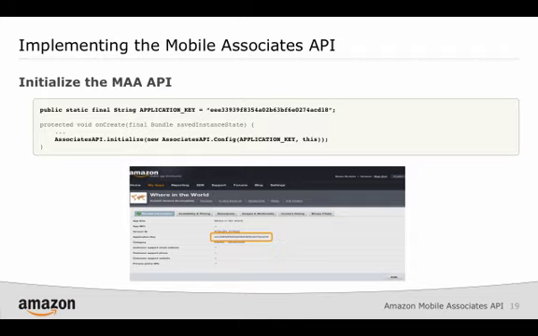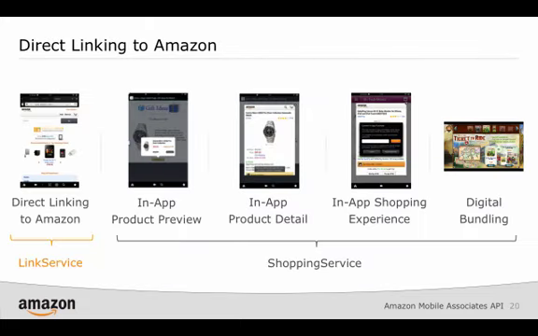Next, in your main activity's onCreate method, you must initialize the API by calling AssociatesAPI.initialize, passing in a config object. Calling any other API method before initialization will cause a not initialized exception to be thrown. The config object is where you will need to pass in your app's application key that we just saw from the Amazon Distribution Portal. Of the 5 Mobile Associates API features, direct linking to Amazon is the simplest to implement and requires the use of the MAA link service class. We'll cover that one first.